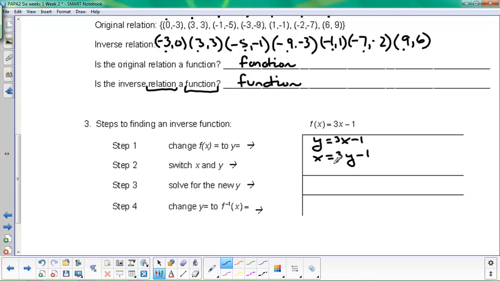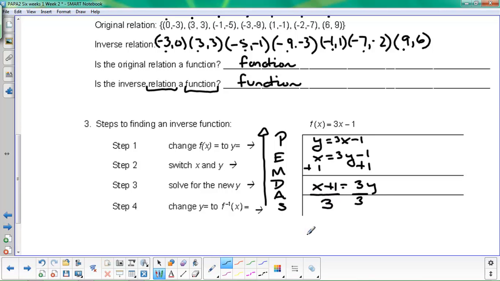Okay, so y is here, so I'm going to use order of operations, PEMDAS. And remember, when you're solving for a variable, you will be solving from the bottom to the top. So I'm going to add 1 to both sides. x plus 1 equals 3y. Divide both sides by 3. Please remember you're dividing the entire problem by 3.